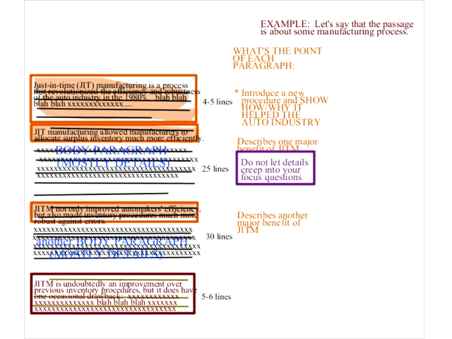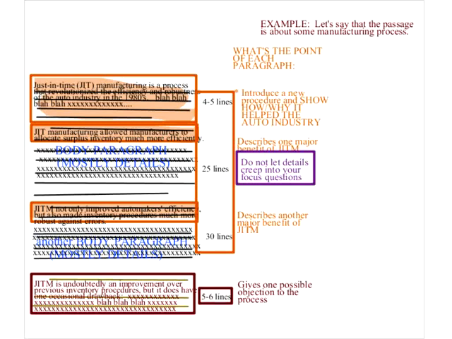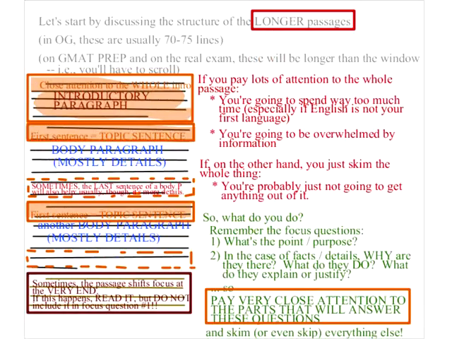Okay, now what's going on in this last part is giving one possible objection to the process. Now remember what we said, okay? We've got 59 to 60 lines of benefit, benefit, benefit, and more benefit. And we've got 5 to 6 lines of objection. This is what we're talking about with an abrupt shift of focus at the very end of the passage.